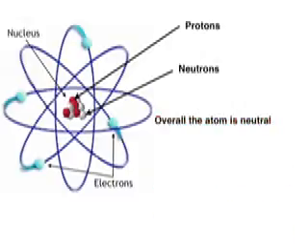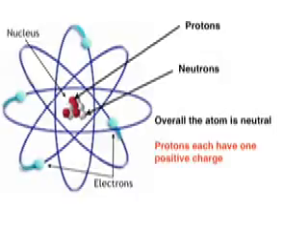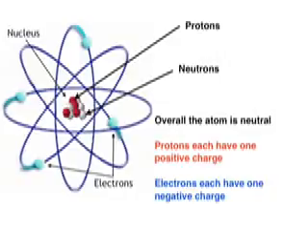Overall, individual atoms are electrically neutral, but within that, protons have a positive charge of 1 and electrons have a negative charge, that is a charge of -1. Because there are the same number of protons and electrons, the charges cancel out. Neutrons have no charge at all.